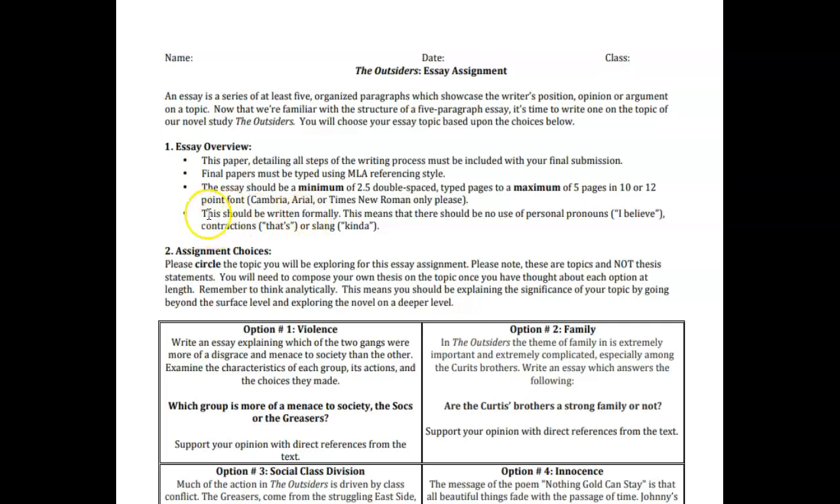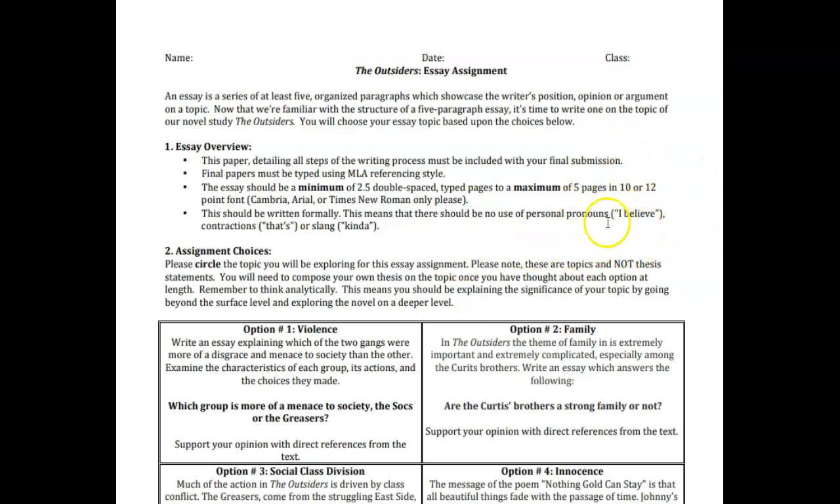So the other thing that I wanted to point out is this last bullet. It should be formally written. So that means that we avoid personal pronouns like I believe. The topic of the essay is not I. The topic of the essay is going to be The Outsiders. So you'll start sentences with things like in the novel or in The Outsiders or S.E. Hinton, things like that, instead of I believe.